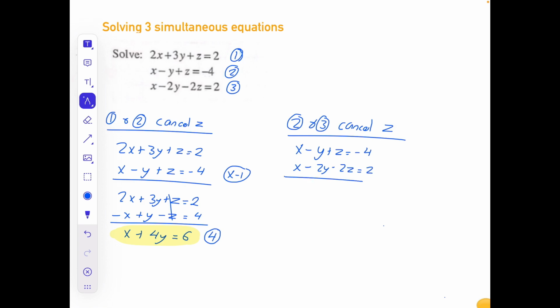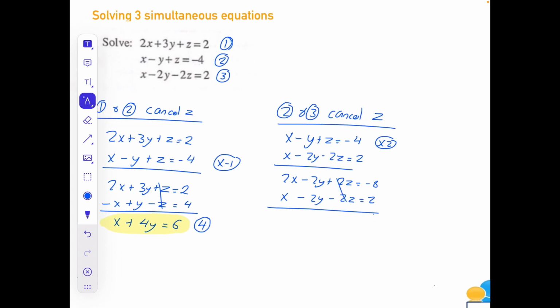I want my z's to cancel, so I need to make that top line a positive 2z. So I need to multiply that top line by 2. So 2x minus 2y plus 2z is equal to -8, and leave the bottom line alone. Z's will cancel. 2x plus x will give me 3x. Minus 2y minus 2y will be minus 4y is equal to -8 plus 2 will give me -6. And I'm going to call that equation 5.